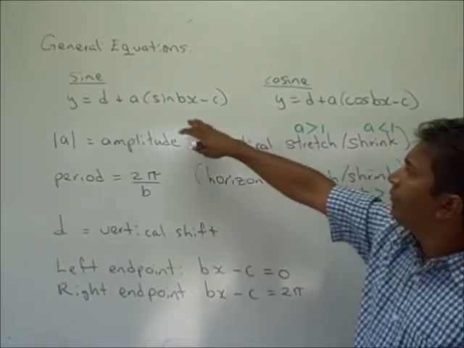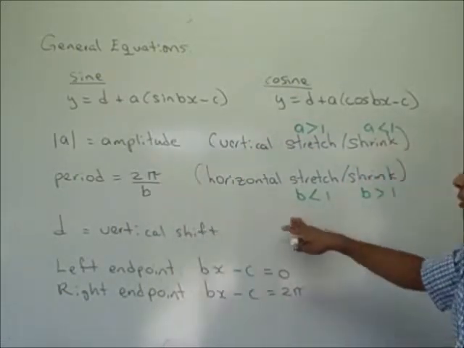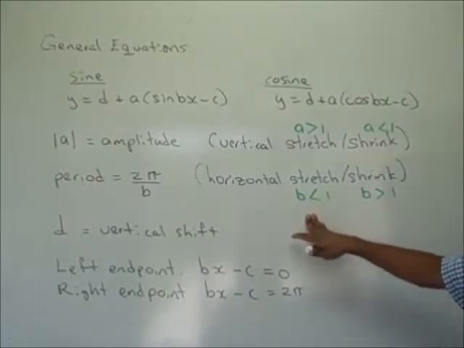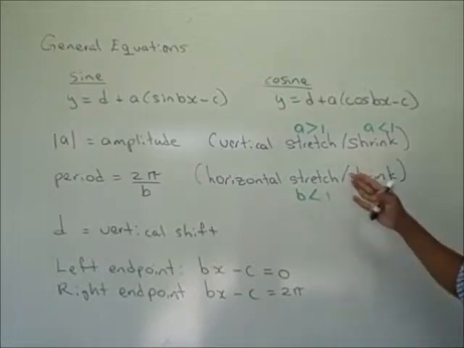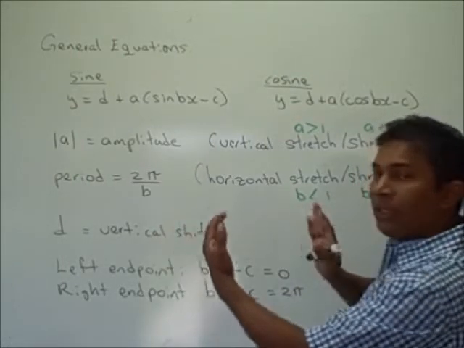In general, if there's a coefficient in front of the x, we divide 2 pi by b to get our horizontal stretch or shrink. So if b is less than 1, the graph will generally stretch out. And if b is greater than 1, our period will be reduced.